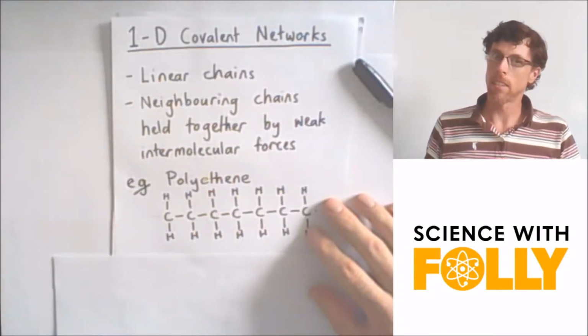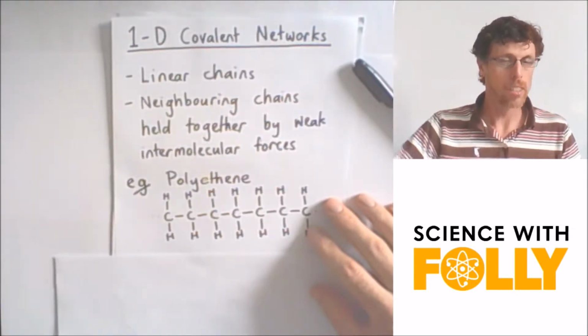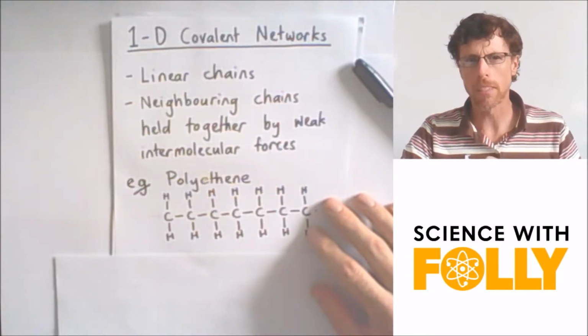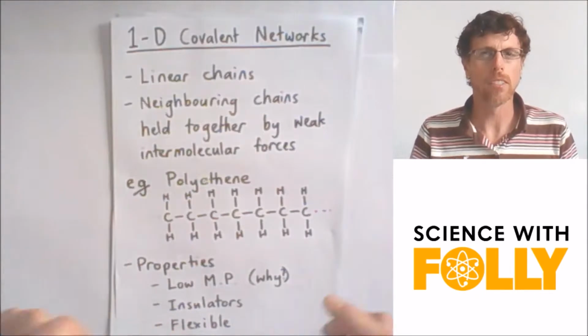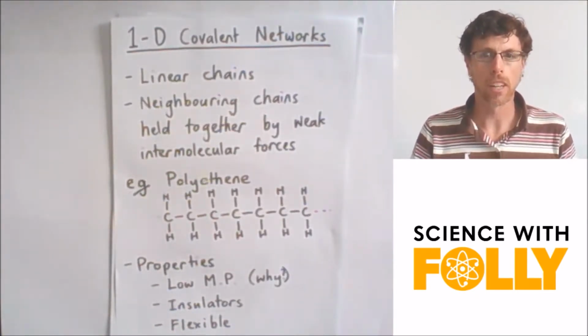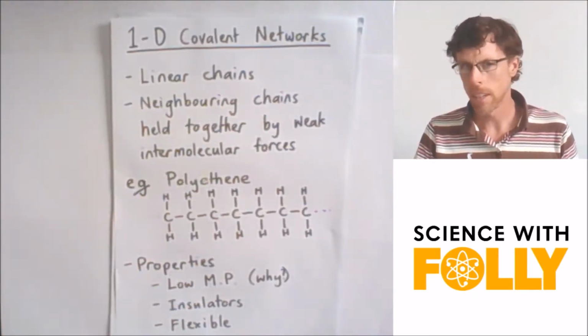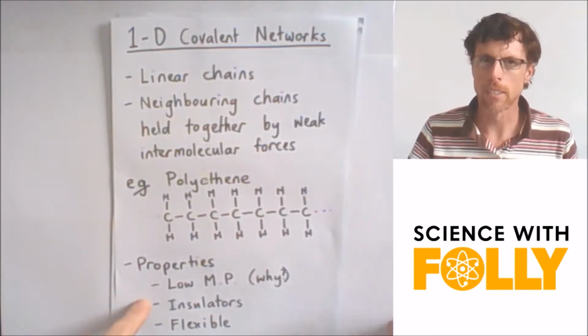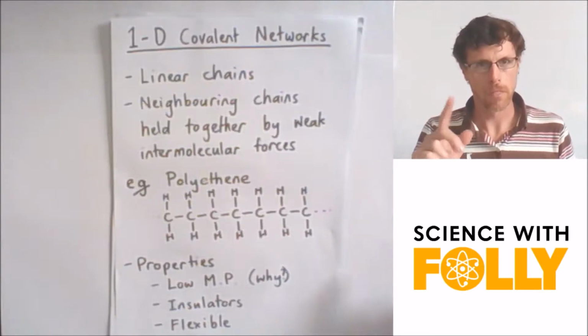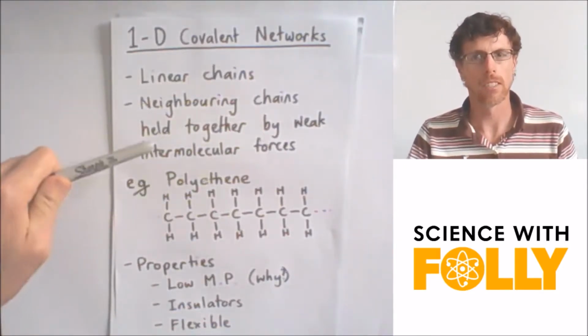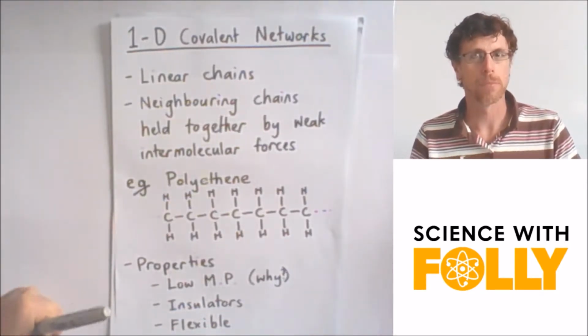Polythene, as you know, is a solid in this case. But if I melted that plastic bag, would I have to add a lot of heat energy? No. So the properties of one-dimensional covalent networks are they have a low melting point. Ask yourself why. They're insulators, yet again, why? And they're flexible. Think about those three answers, and it's related to their bonding and structure.